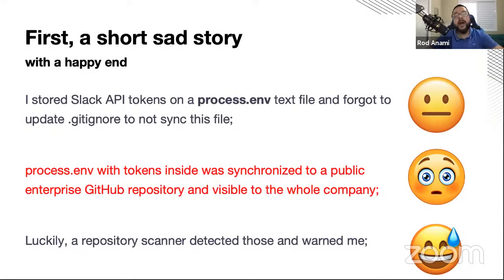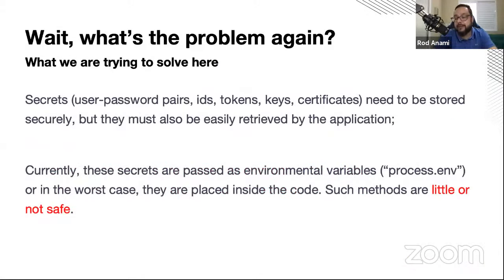Okay, so why am I telling you this sad story with a happy ending, what are we trying to solve here, right? Like we said, we have secrets everywhere. And when we say a secret, it means user password pairs, application IDs, tokens, keys, certificates. It's not just personal secrets, but every single application in the cloud nowadays uses certain kinds of secrets. And of course, we need to store that securely. And of course, we also need to retrieve that so we can use it when it's required, right?